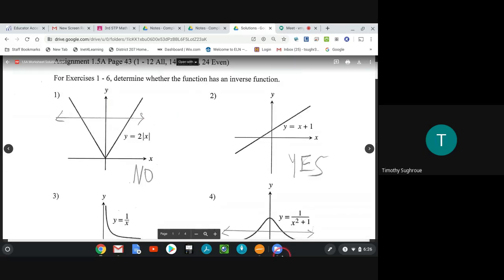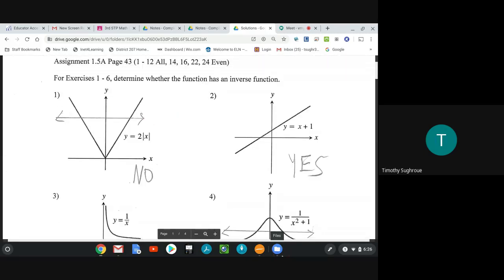Let's start with just exercises 1 through 6. Determine whether the function has an inverse function. Remember, in order for a function to have an inverse, it must be a one-to-one function. And one-to-one means that the graph passes both the vertical and the horizontal line test.